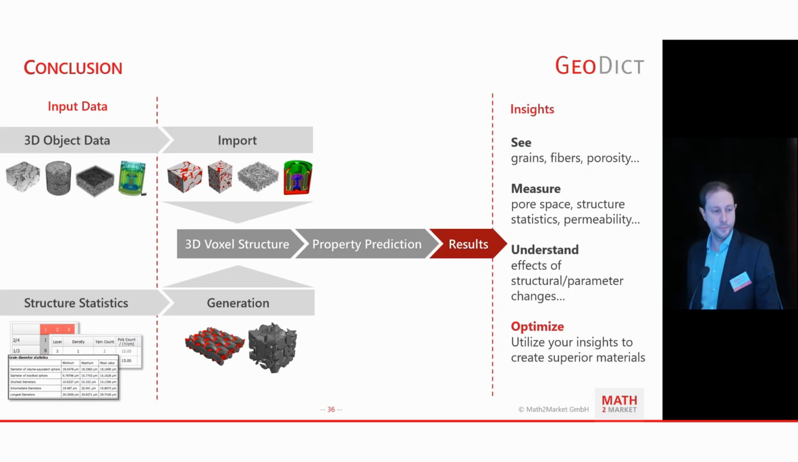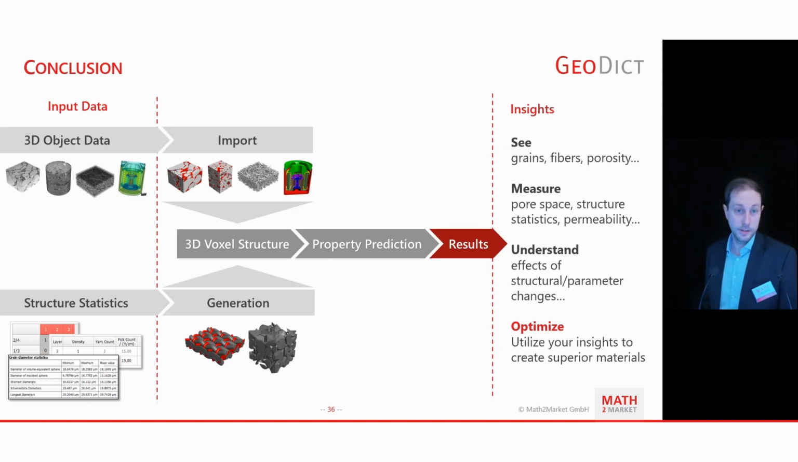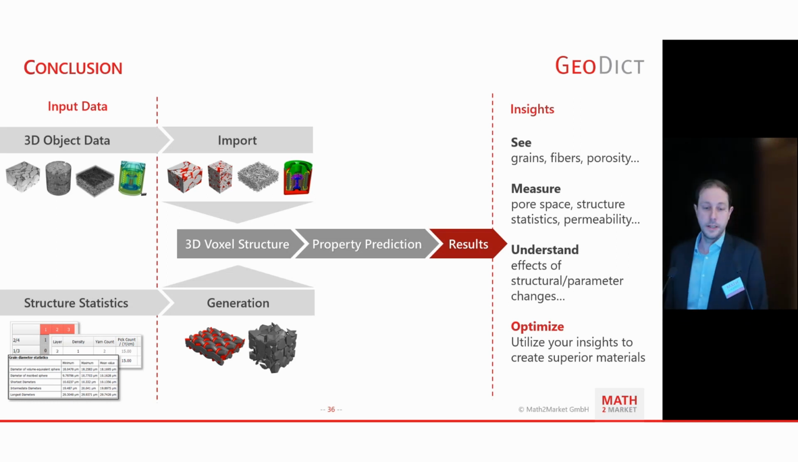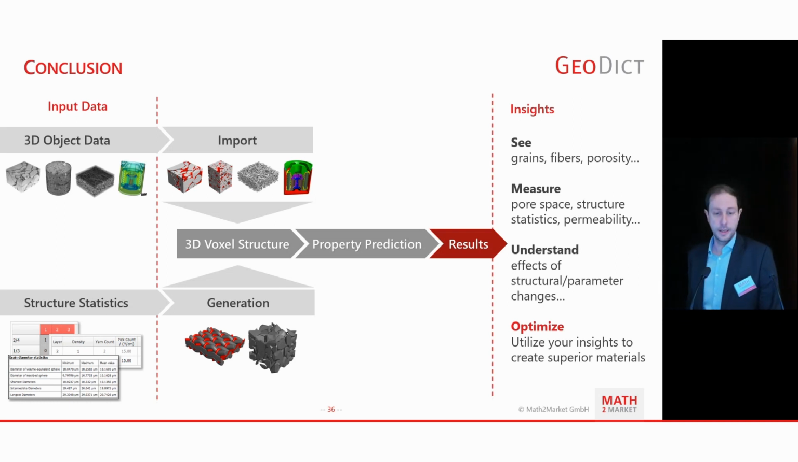Let me conclude. From input data to insights, I've shown how the input data is loaded into GeoDict, and then how we can get some insights from the results after our property prediction. We can see the structure, the grains, the fibers. We can measure pore space and structure statistics, and we can understand the effects of structural or parameter changes. And finally, we can then use these insights to create some superior material.